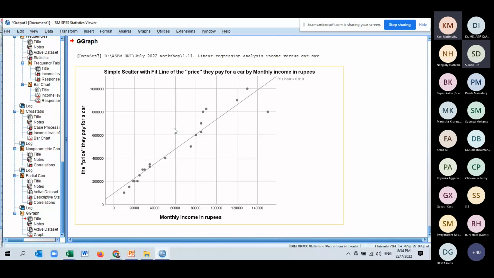Someone audio is not muted. Please mute your audio. Extra noise is there, please. Someone audio is not muted. Some noise is coming, please. Okay, so disturbing. Yeah, thank you.